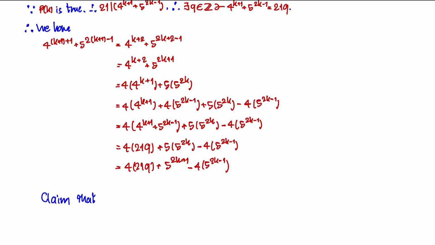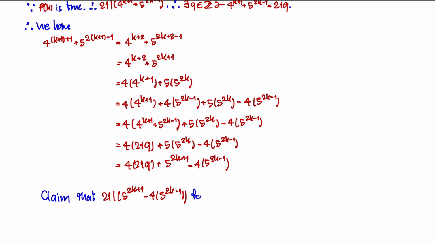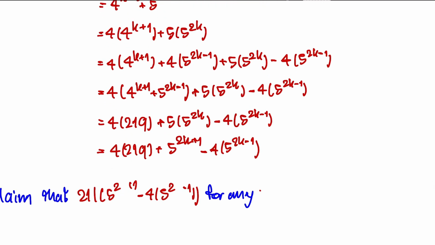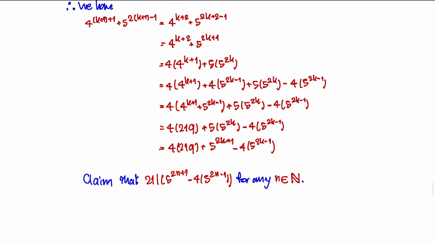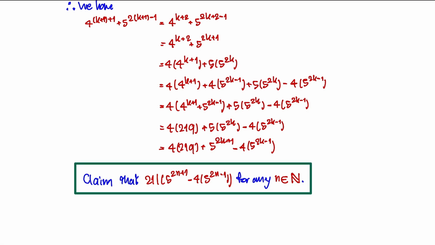Let's claim that 21 divides 5 to the 2n plus 1 minus 4 times 5 to the 2n minus 1 for any positive integer n. Okay, let's do this. We use the principle of mathematical induction.